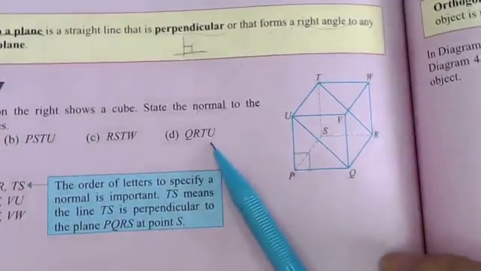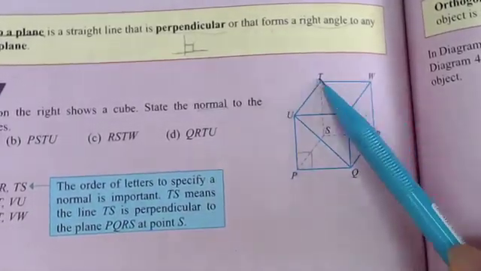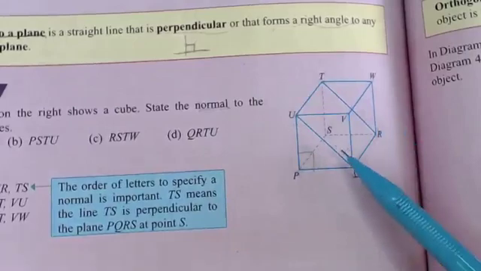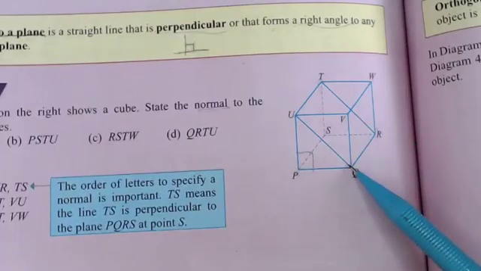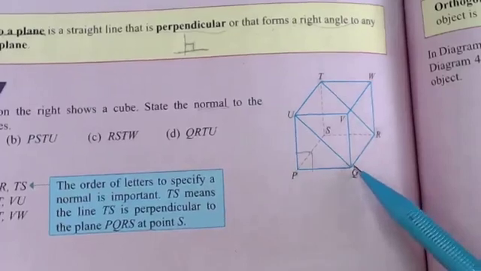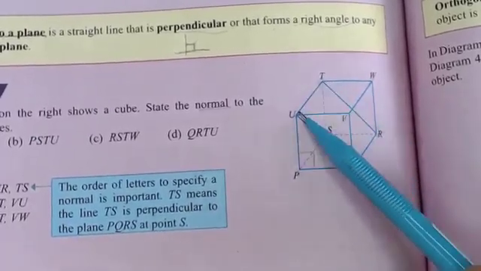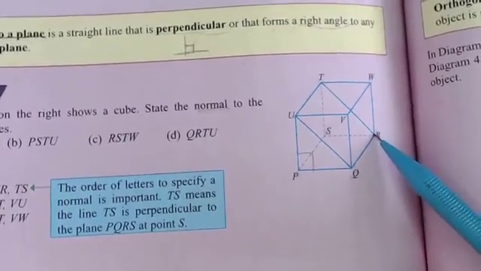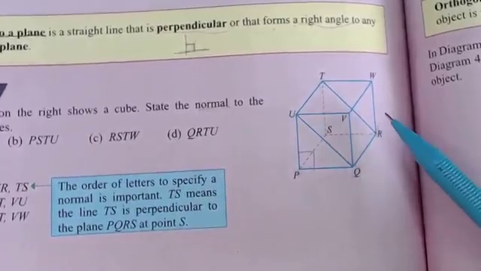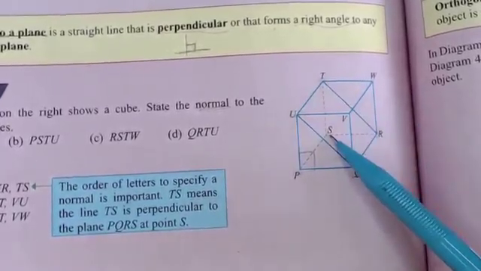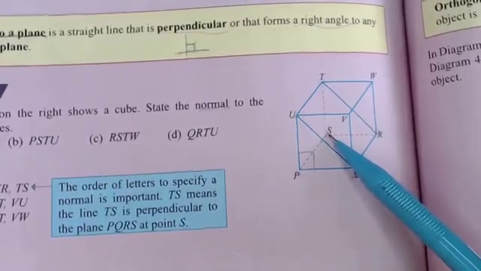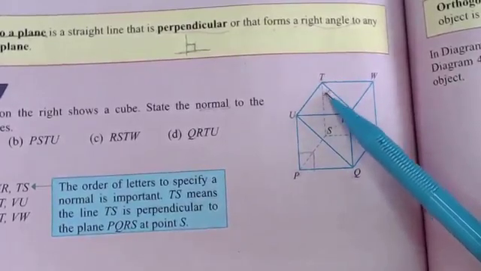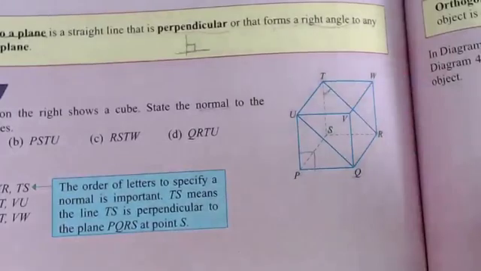How about this plane, QRTU? This time, what kind of plane is it? Not horizontal, it is an inclined flat surface, QRTU. So can you find the normal? TS? No, TS is not. It is not 90 degree to this plane. It is PV.